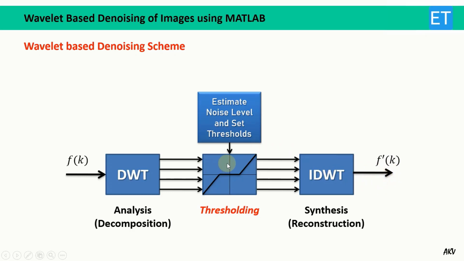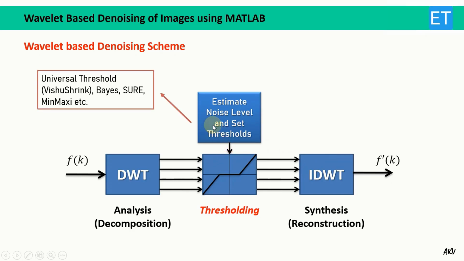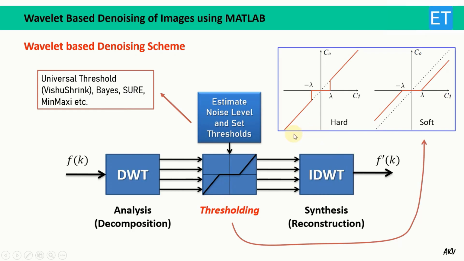Okay, now how to find these threshold levels? To find the threshold levels, we have various methods such as the universal threshold method, which is also known as VisuShrink or square root log, and the Bayes method. We have the SURE method and minimax, etc. We have FDR also. And how is the thresholding done? The thresholding is done mainly by these two types. One is called hard thresholding, and the second is known as soft thresholding.